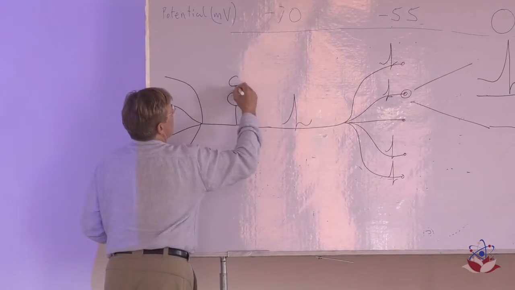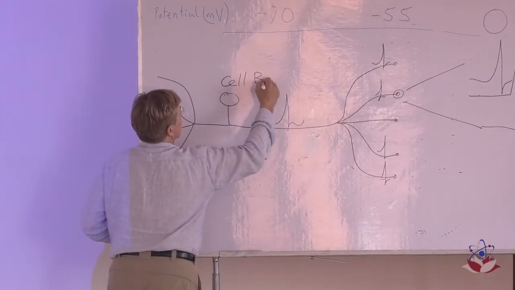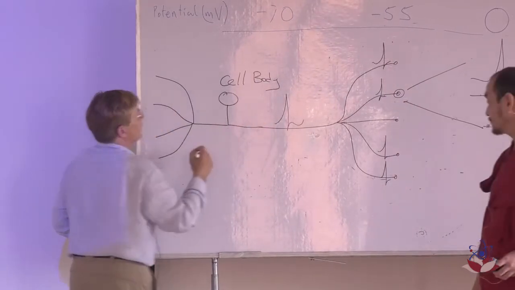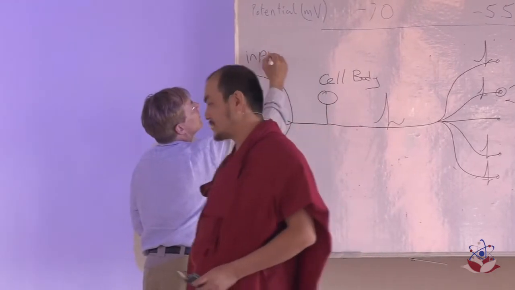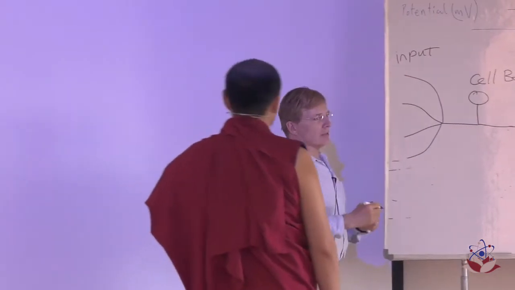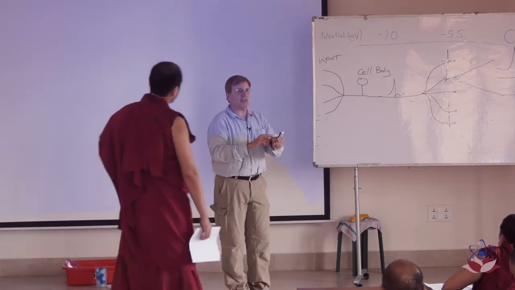This is the cell body. This is the neuron cell body. And this is the input. We're going to do an experiment today on the input from the skin.